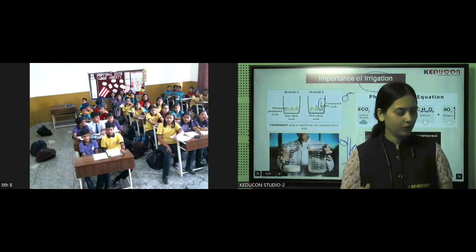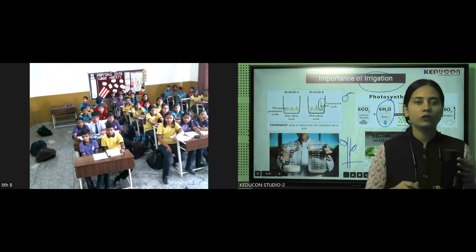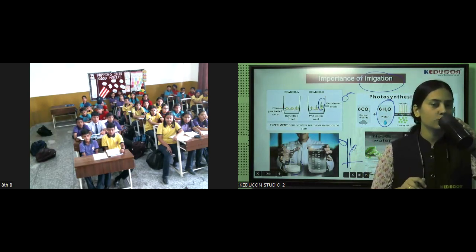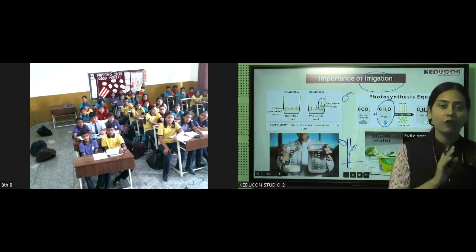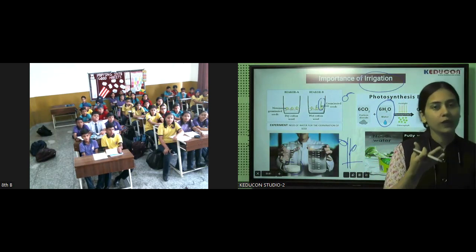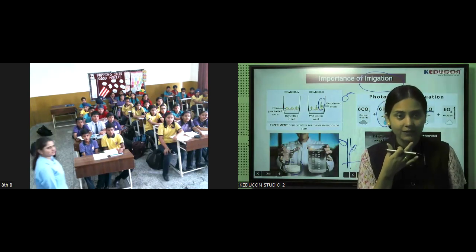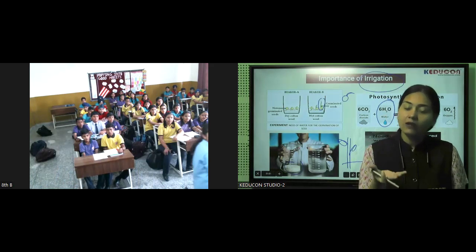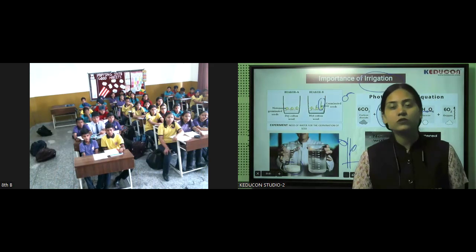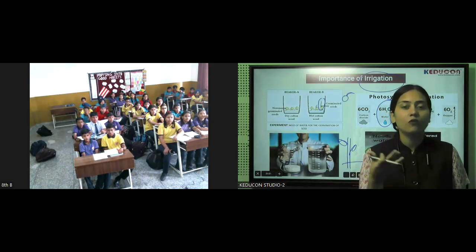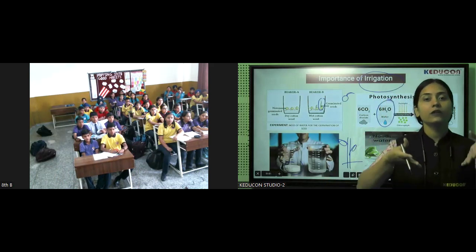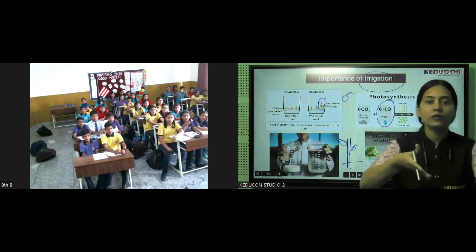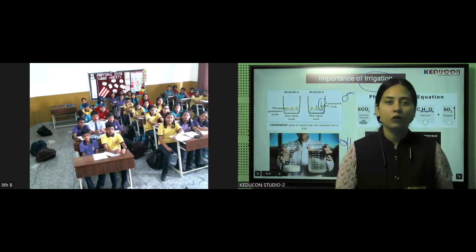Just imagine, suppose I am thirsty and I want to drink water. Will I bring it close to my mouth or close to my feet? Close to my mouth, because I can drink only through my mouth. Similarly, a plant can absorb water through roots only. It can't absorb water through its leaves, stems, or flowers. So that's why we water in a downward direction.